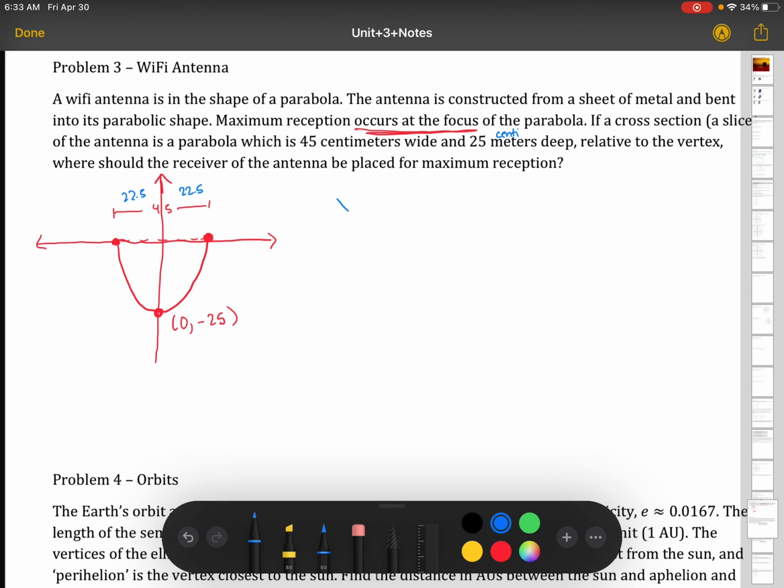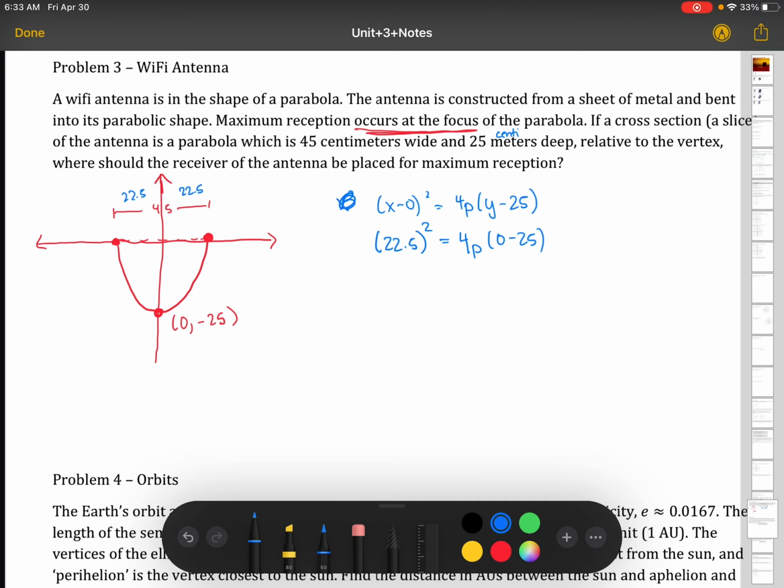So our basic equation is (x minus 0) squared equals 4p times (y minus 25). And we're going to do what we did on the previous problem. We know that when x is 22.5, y is 0. That should be squared. And let me grab my calculator.